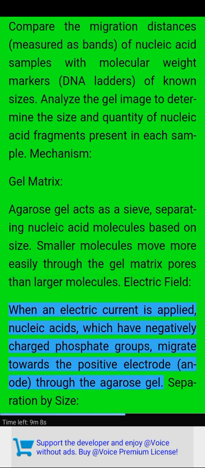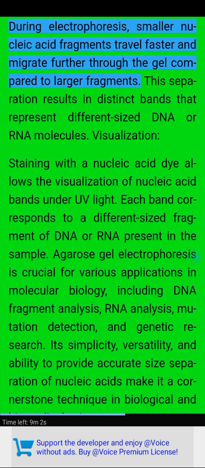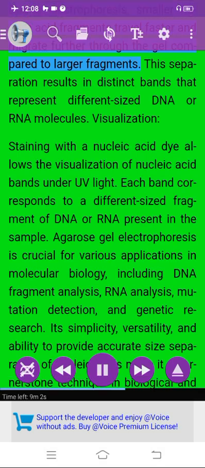Electric field. When an electric current is applied, nucleic acids, which have negatively charged phosphate groups, migrate towards the positive electrode, the anode, through the agarose gel. Separation by size. During electrophoresis, smaller nucleic acid fragments travel faster and migrate further through the gel compared to larger fragments. This separation results in distinct bands that represent different size DNA or RNA molecules.